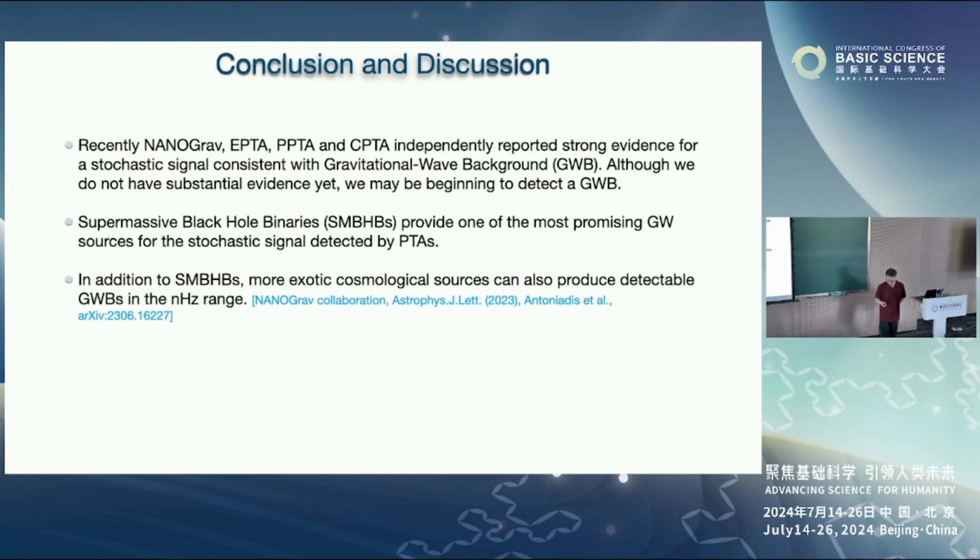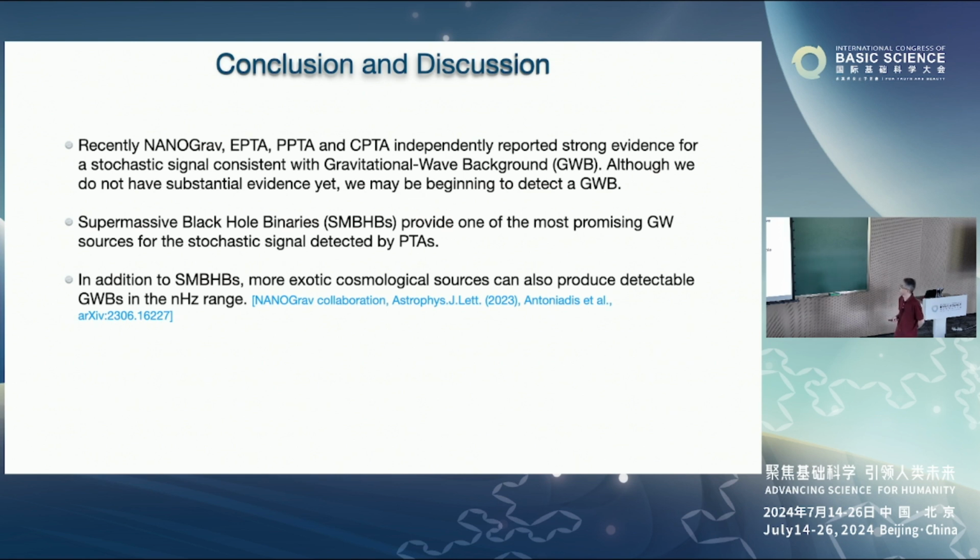So finally, let me give you a brief conclusion and a discussion. Recently, NANOGrav, EPTA, PPTA, and CPTA independently reported strong evidence for a stochastic signal consistent with a gravitational wave background. Although we do not have substantial evidence, we may be beginning to detect the gravitational wave background. And the supermassive black hole binary provides one of the most promising gravitational wave sources for the stochastic signal detected by PTA. But we still have more opportunity.